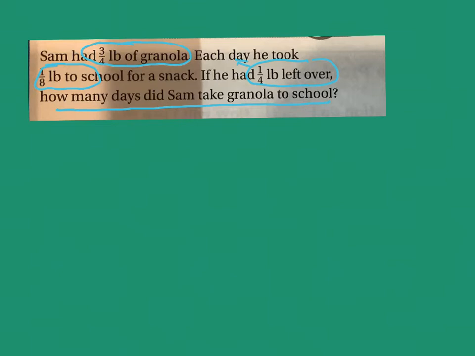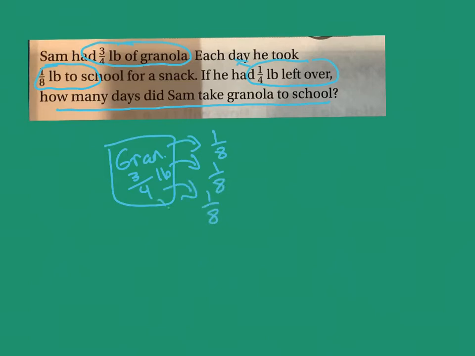Okay, still I was unclear at this point. I kind of had some idea of what I might do, but I felt like there was some things missing. So I went to the next step and drew the picture. This is how much granola he had. He had 3/4 pound to start with. And each day he's taking 1/8 out of there. I don't know how many days, so I just put a question mark here, like how many days? But a piece of information that was throwing me off was this 1/4 pound left over. And I kind of put it off to the side. At the end, 1/4 pound was left.